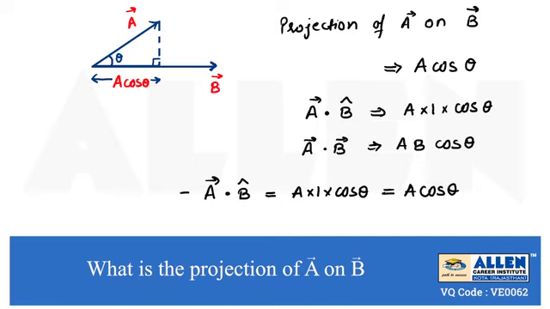That is, this is representing projection. Sometimes it is also called component. The projection of A on B is coming out A vector dot B cap. Therefore the answer of this question is A vector dot B cap.